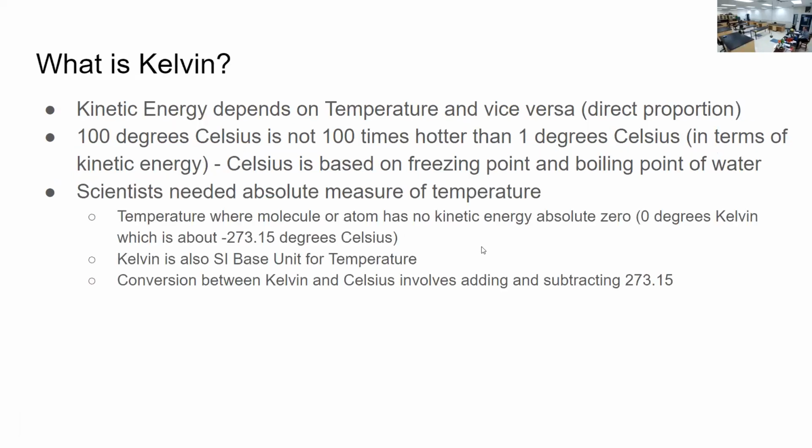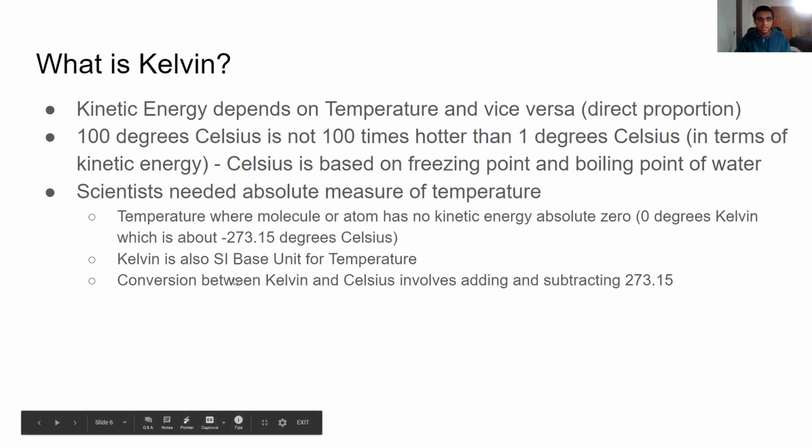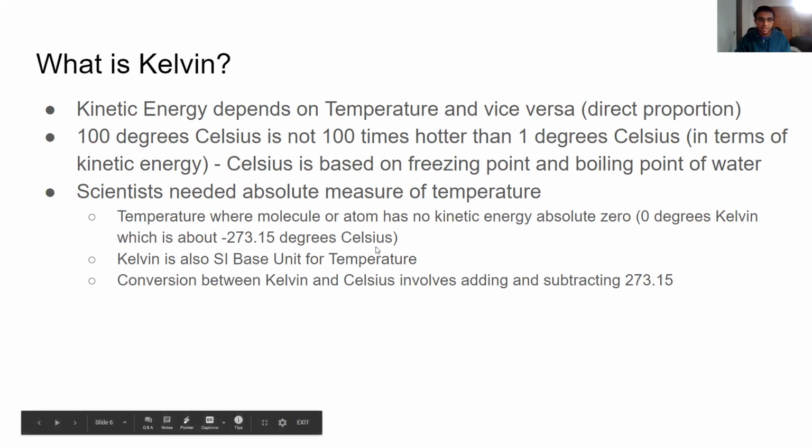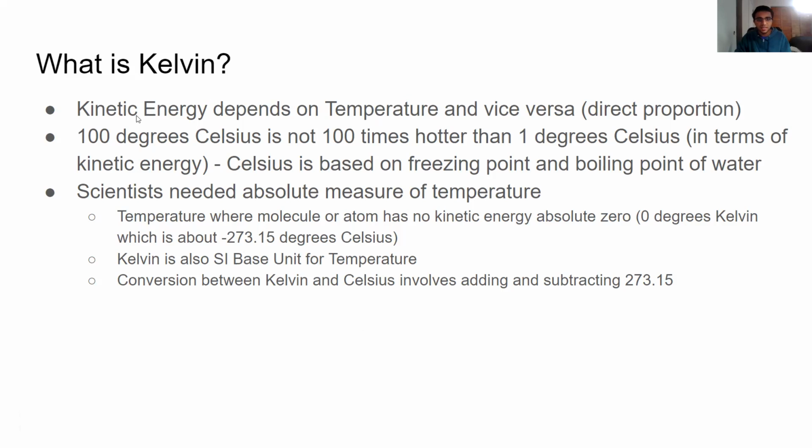Next, we're going to talk about the unit of Kelvin. A key idea in thermodynamics is that kinetic energy depends on temperature. KE equals 3/2 times k times T, where k is the Boltzmann constant. But what you need to know is that the kinetic energy is directly proportional to the temperature, and temperature is also directly proportional to the kinetic energy.